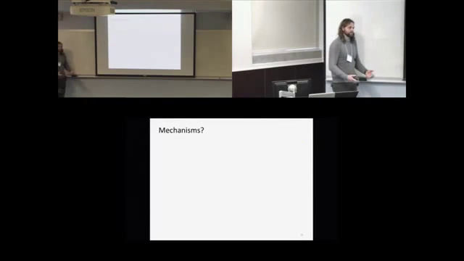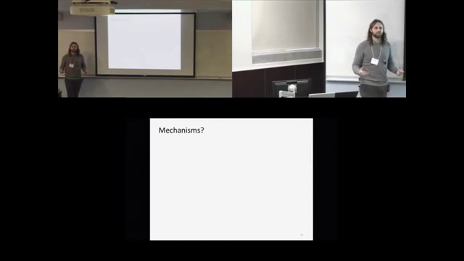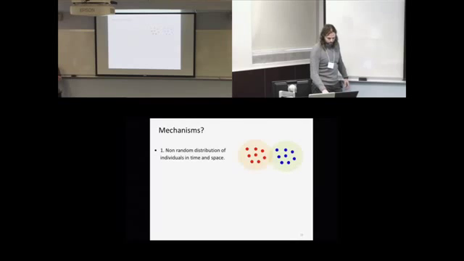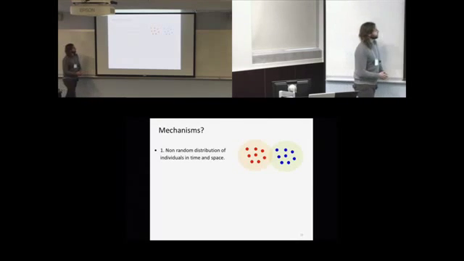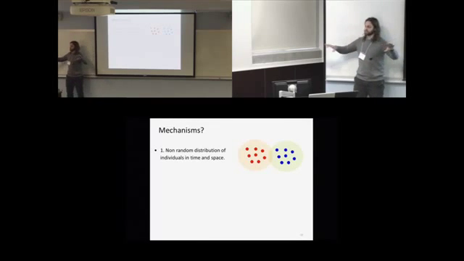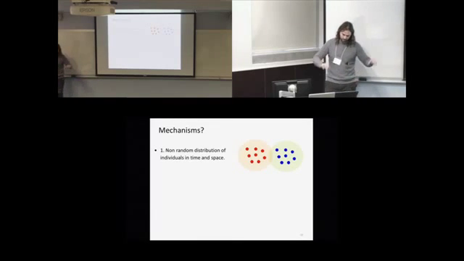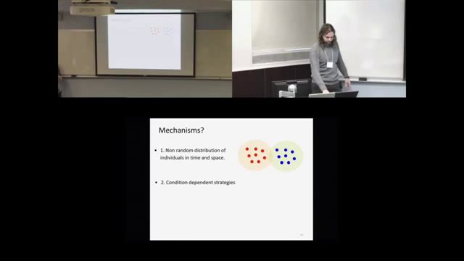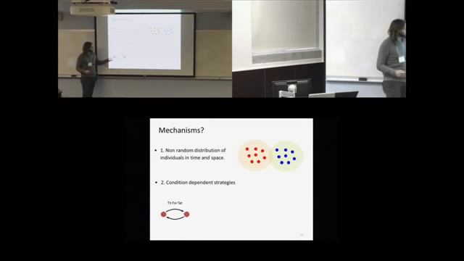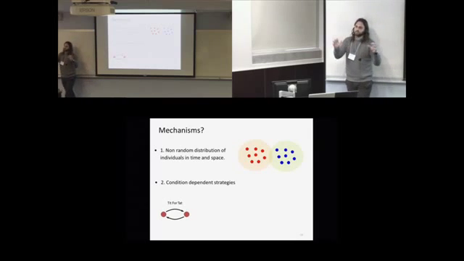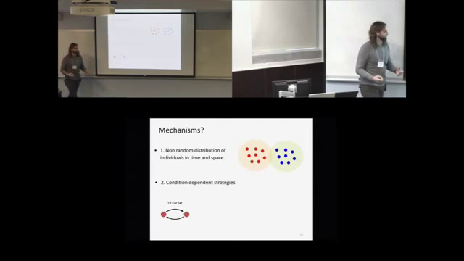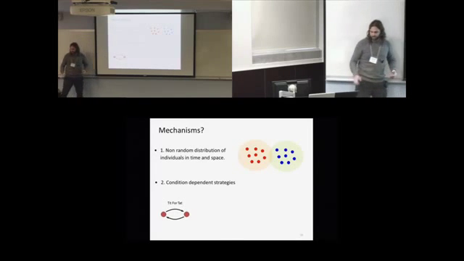So as a biologist rather than a theoretician, I'm interested in those mechanisms. So what mechanisms have been proposed that can drive this? The non-random distribution of individuals in time and space, so thinking about cooperators being spatially structured, clustered in space and time. And many of us will be familiar with these: condition-dependent strategies, tit for tat, you scratch my back and I'll scratch yours. Certainly happens in humans. The extent to which it happens in animals has been greatly debated.